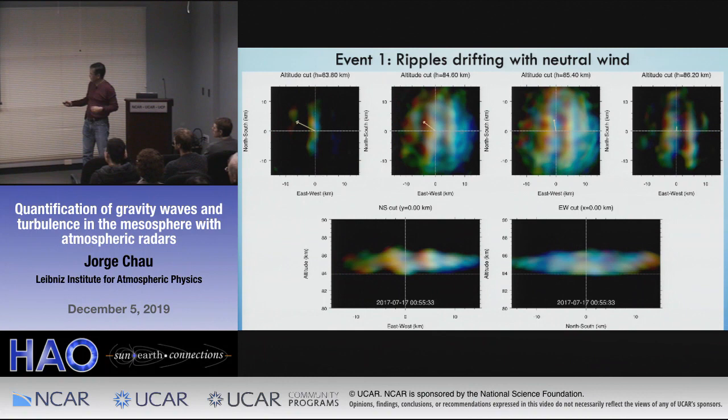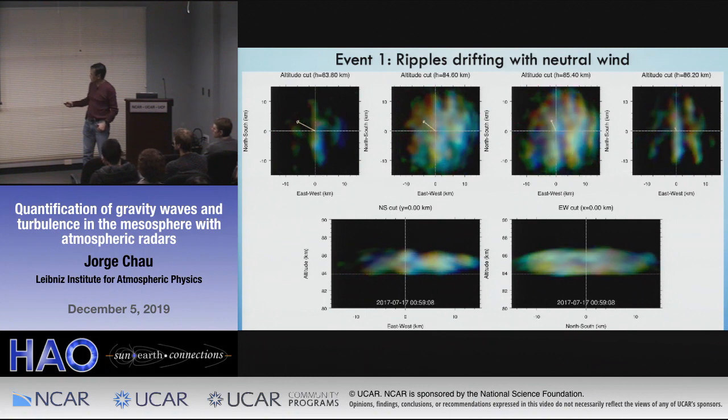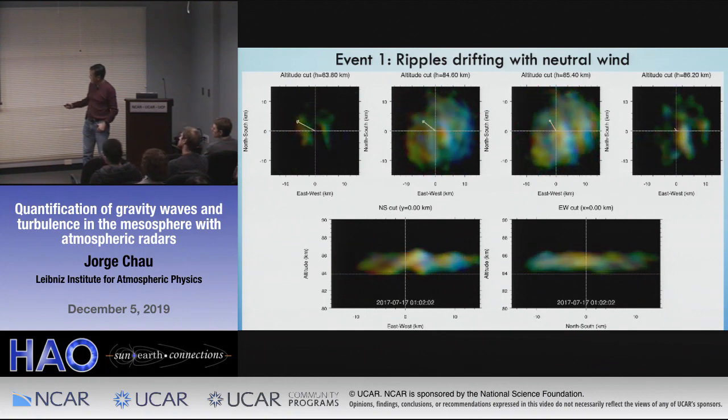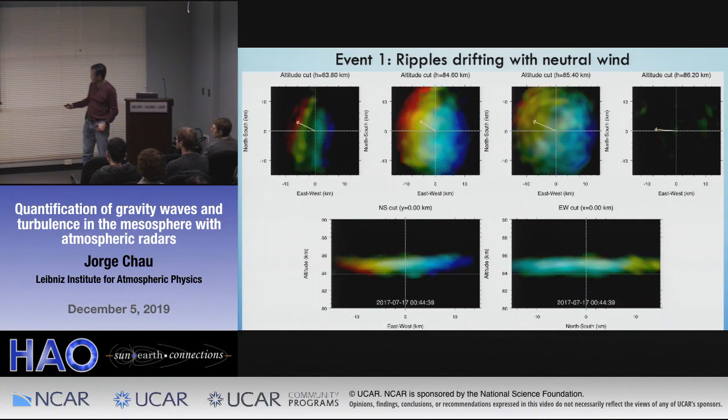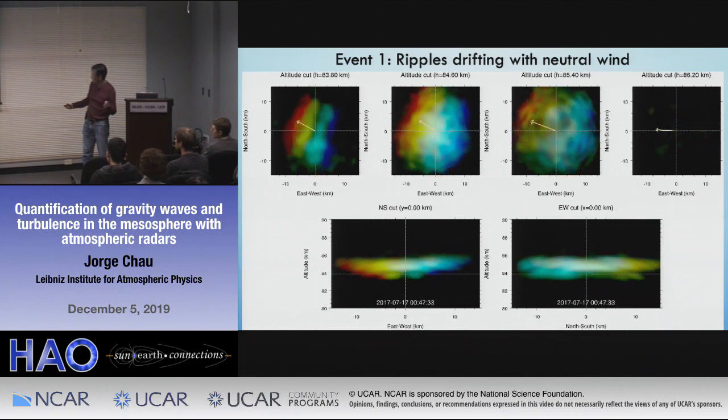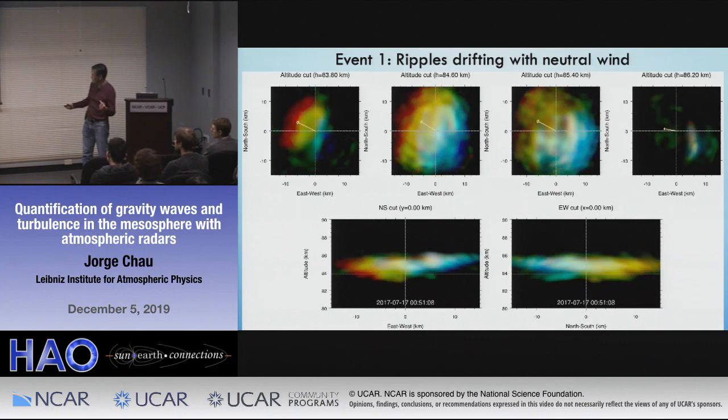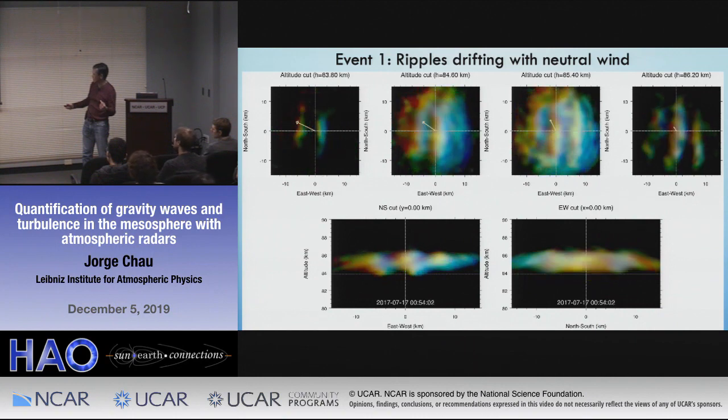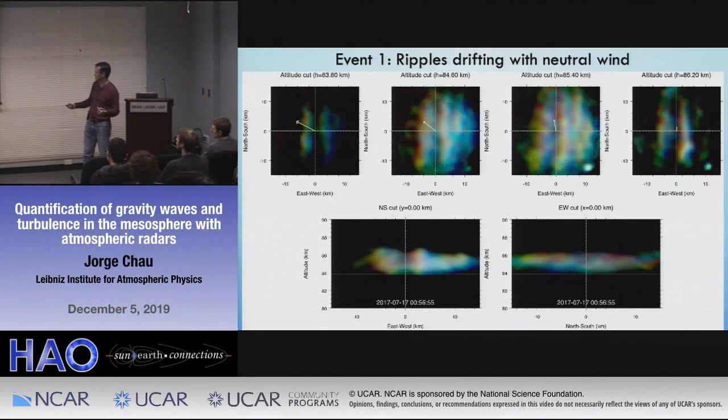And then in the cuts here, another thing that I want you to notice is that the red in the billow, in the ripples, is to the west and blue is to the east of the billow. I will come back to that again.